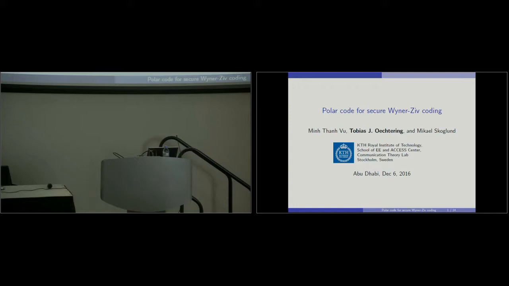All right, welcome back to the last session for the day. There has been a switch, so we're going to have the session on coding and game theory, instead of the multimedia analysis one, which is going to be tomorrow at the same time. So we have three very interesting talks. The first one is by Tobias Oechtering on polar code for secure Wyner-Ziv coding.